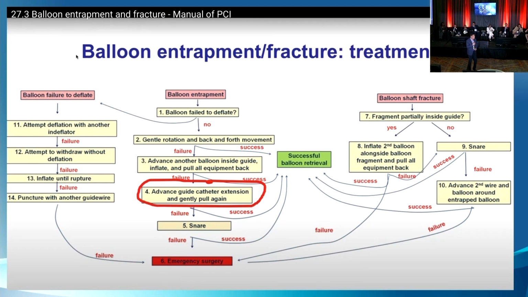Now, there was not a lot of flow. He was having some symptoms during this. But again, he was mechanically and electrically stable, and so we weren't panicked.